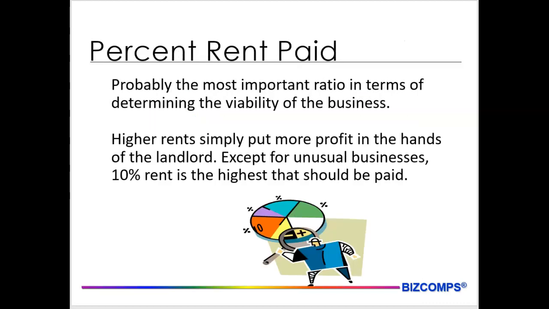Percentage of rent paid. This is an important category and area of comparison. In fact, it's probably the most important ratio in terms of determining the viability of a business. If the rents are too high, you simply are putting more money in the hands of the landlord, and you're basically working for the landlord. So except for unusual businesses, 10% rent is the highest that should be paid. However, in California, it might creep up to 11 or 12, but you get too high in your rent in any business and you're just working for the landlord.